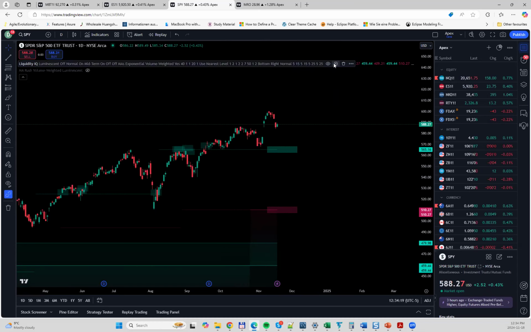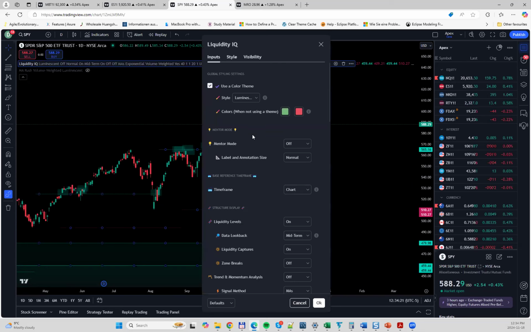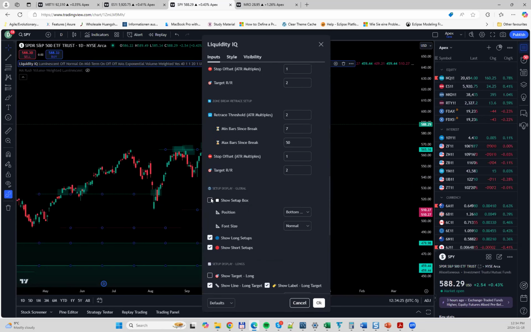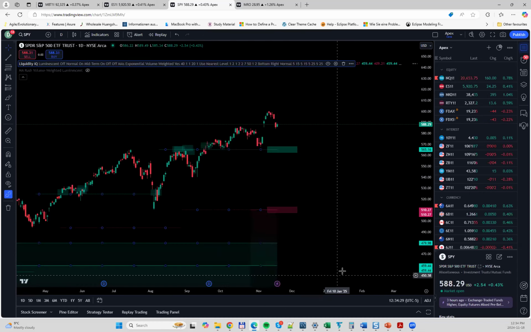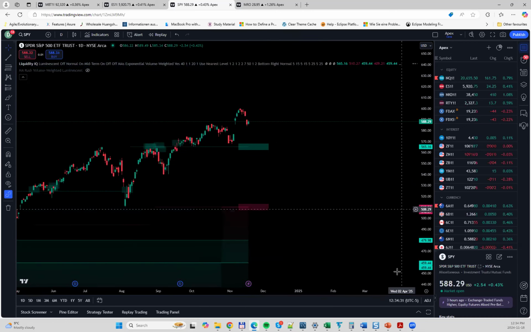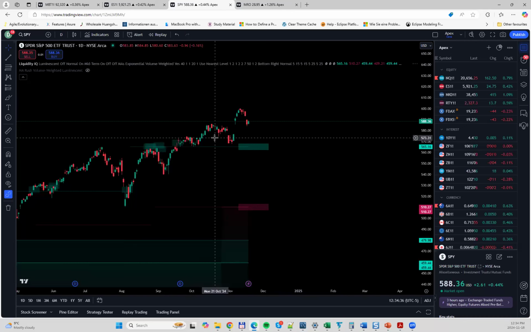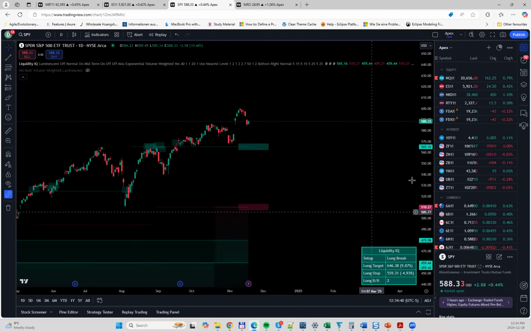So if we go here to the settings one more time and scroll all the way down, you can see there are lots of settings. This one here is show setup box. Once enabled, the indicator will point out directly on your price chart, as soon as this is recalculated, what the current setup at play is.